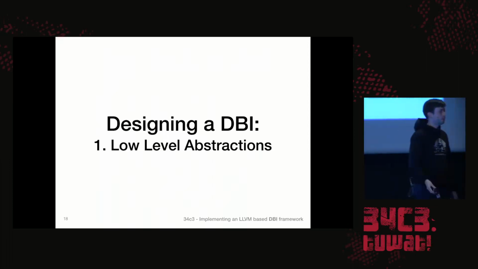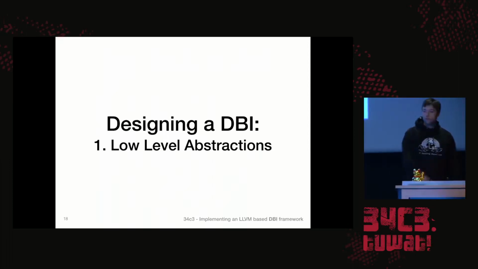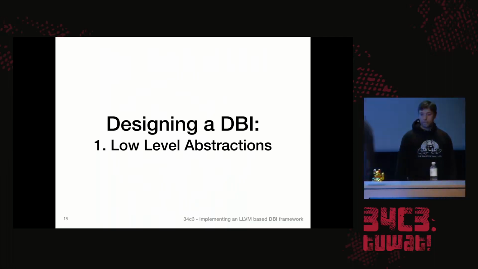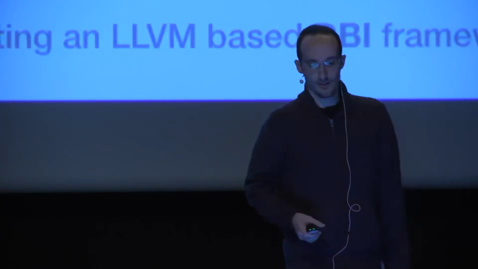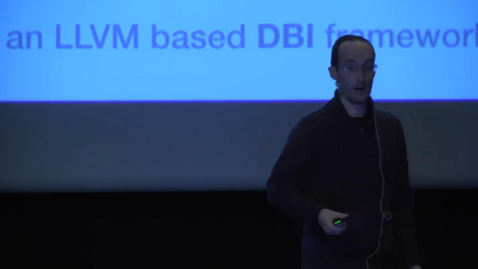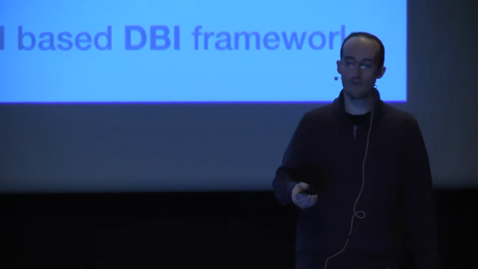So now I let Cedric explain some of the low-level abstractions we have to deal with for all of that. As Charles said, we have seen the basic principle of the DBI, but now we want to design our own DBI. For this, we will need some very low-level things before building on them.